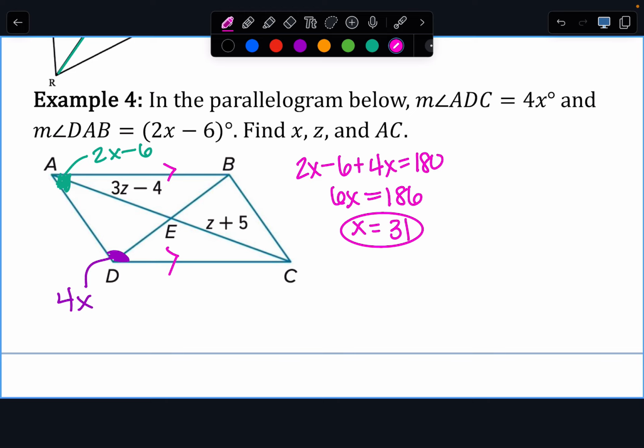So are the points inside the equation the line or the angle? Those are for the two lines. Okay, which means what's going to be true about those two lines that I just highlighted? Our diagonals bisect each other, so 3z minus 4 is equal to z plus 5. So 2z equals 9?